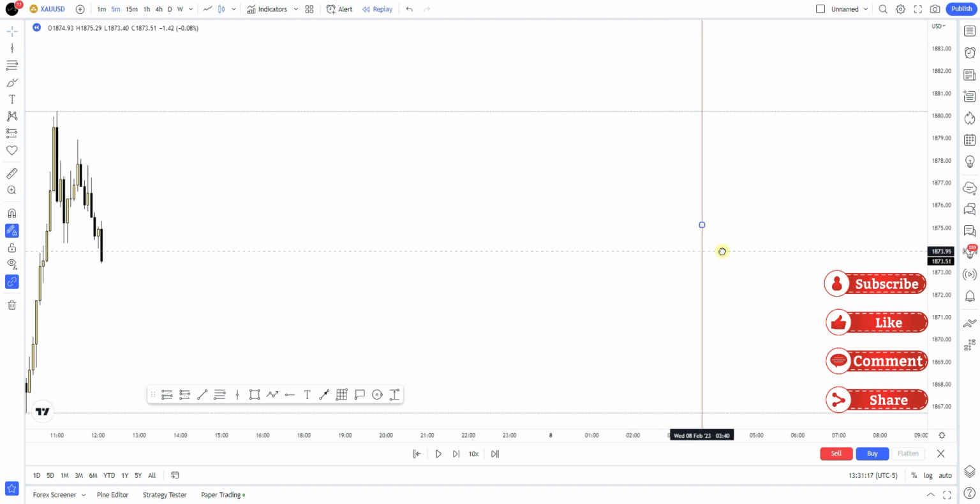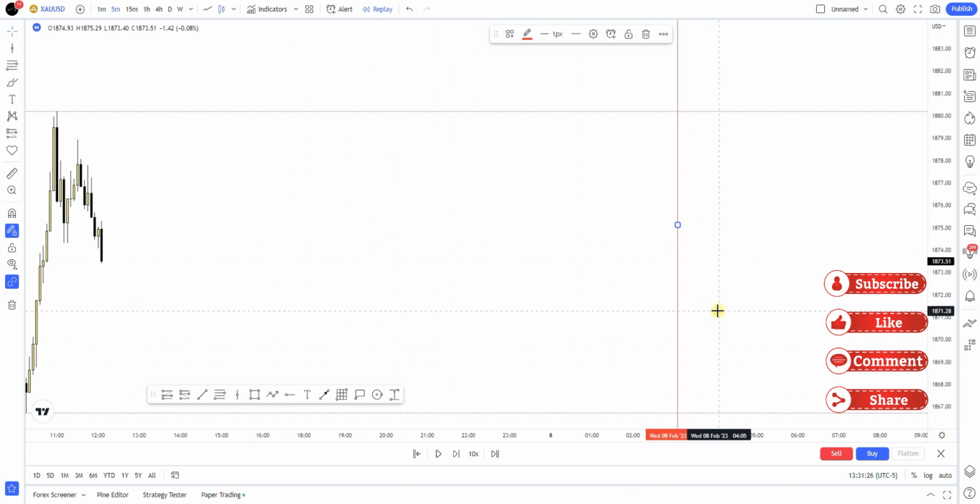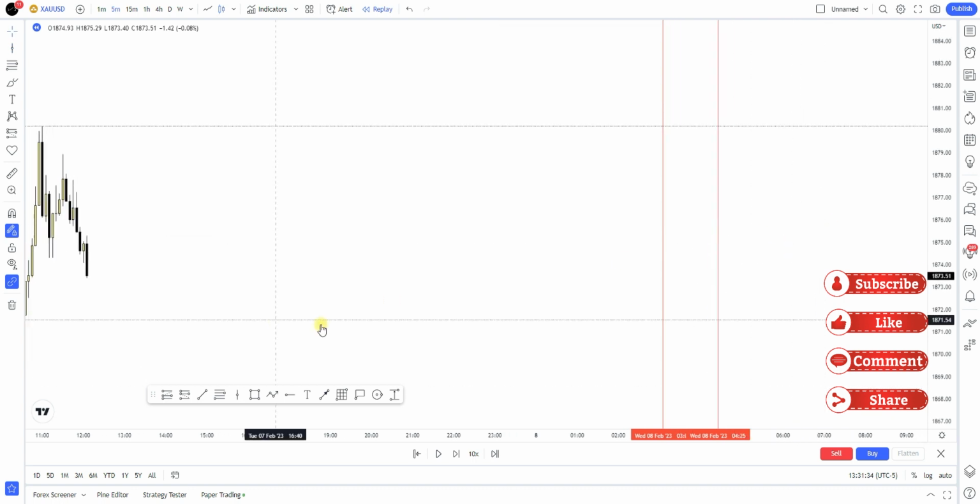The next session is not going to open up until around here, but we're going to look to trade within these boxes. I'm going to put the other one right here. Let's just do 4:25. Now let's hit play until we get to that session.